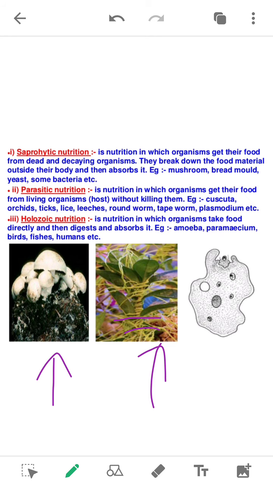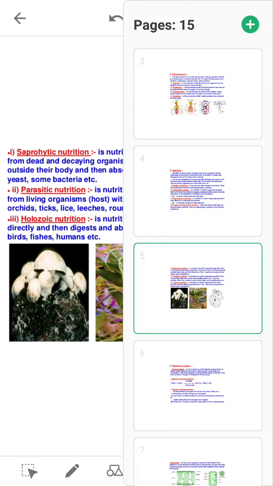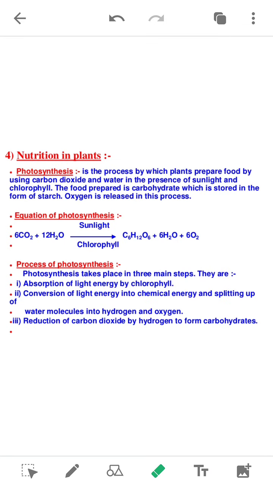Now about holozoic nutrition. Holozoic nutrition is a nutrition in which organisms take food directly and then digest and absorb it. Example, amoeba, paramecium, birds, fishes, human beings, etc. Now about nutrition in plants. How photosynthesis takes place, let us discuss.